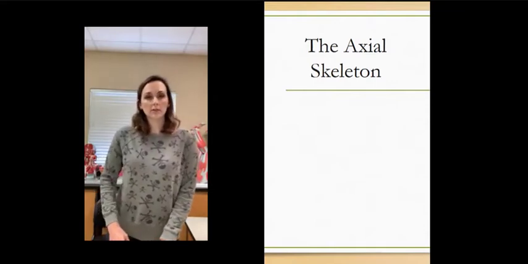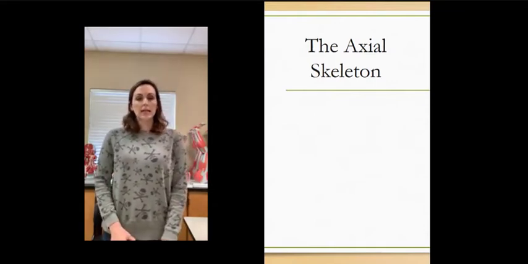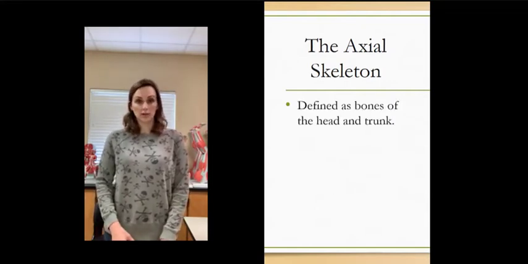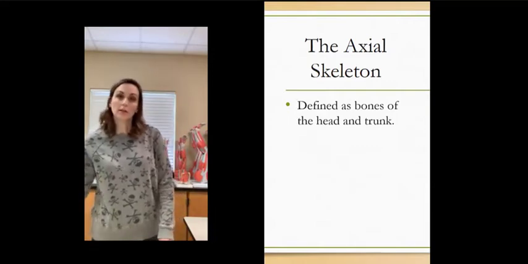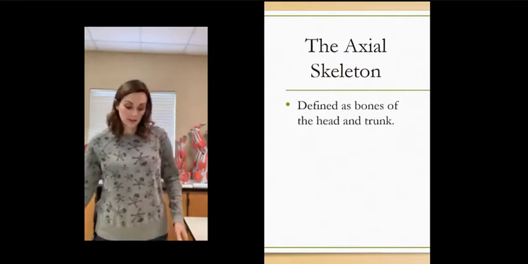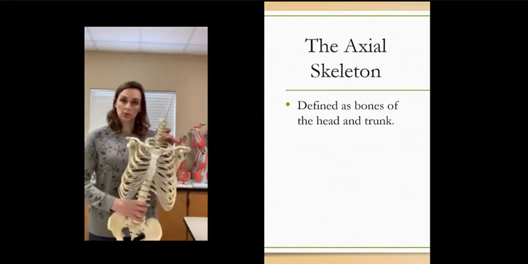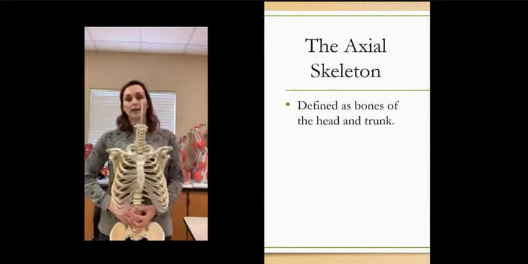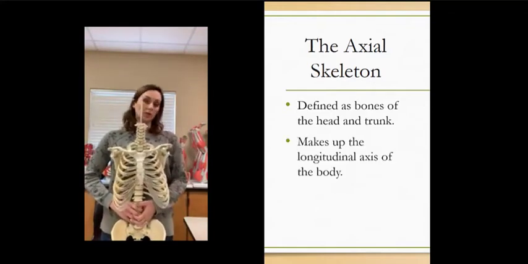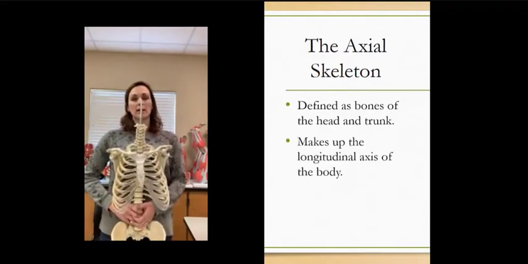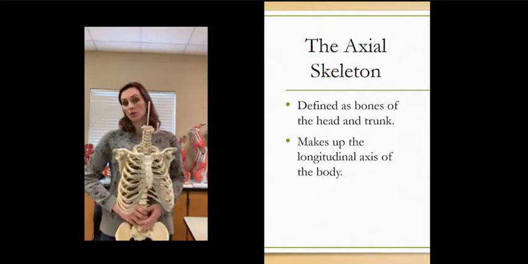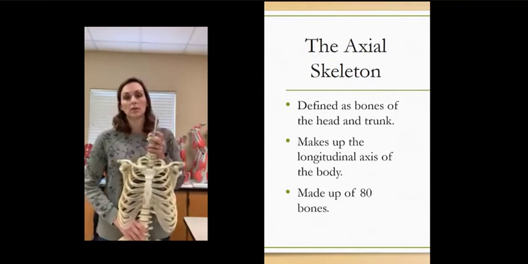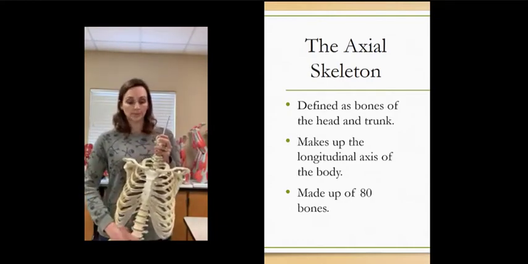So focusing on the axial skeleton specifically, it's going to be defined as bones of the head and trunk. So of course we're talking about the skull, and in addition we would be talking about the trunk. Okay, so your core, your main longitudinal axis. So this is going to make up your longitudinal axis, and it's going to make up about 80 bones in total. So this again would include these bones of the trunk and the bones of the skull. Is going to be about 80 in total.